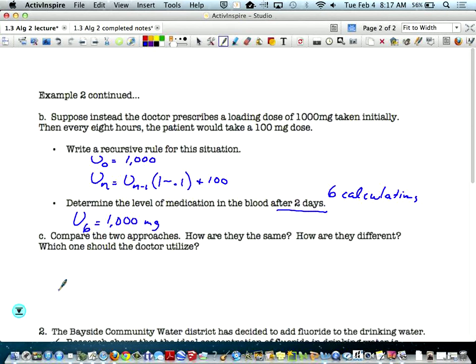Compare the two approaches. How are they the same? How are they different? Which one should the doctor utilize? According to the information, it works best in our body if it's at 1,000 milligrams. So remember how long it took you to get the patient there in the first situation? I would say the second one is probably a little better.